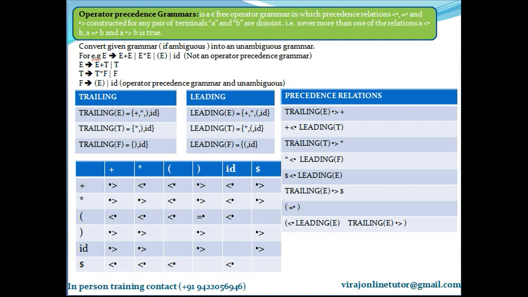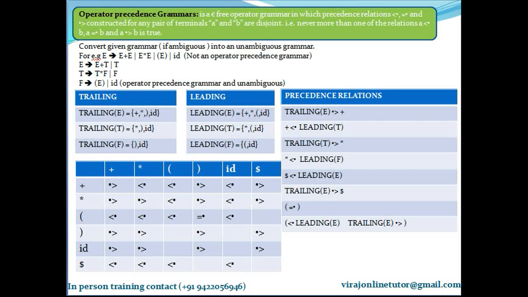And the second rule for trailing tells us to look out for the productions which end with a non-terminal. Then whatever is in the trailing of that ending non-terminal, put it into trailing of the left hand side. So it's the opposite of leading, right?